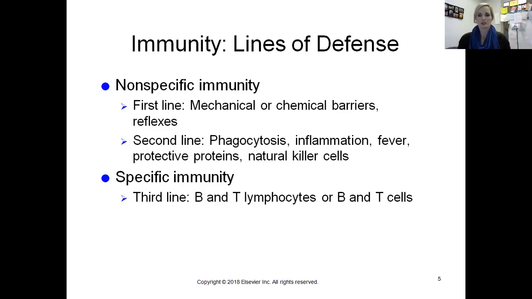Any other type of protective proteins, we'll get into these, and what are called natural killer cells. All of these are going to target just anything that doesn't belong in our body. Whereas then we'll get into specific immunity, which is our third line of defense. So that is the activation of our B lymphocytes and T lymphocytes, also known as B cells and T cells. And those particular cells are involved in that immune process, meaning that we are trying to recognize what this pathogen is that has made its way into our body.